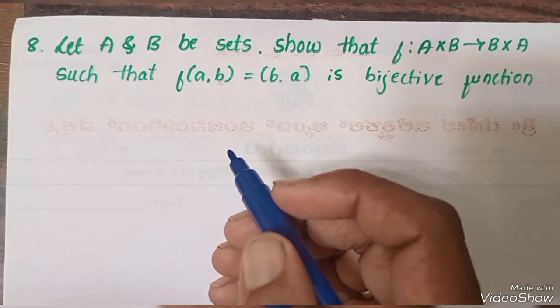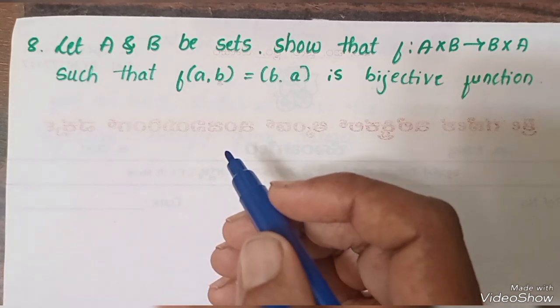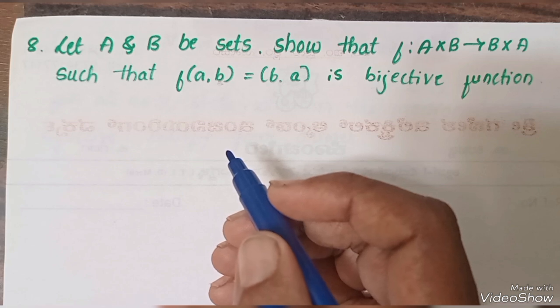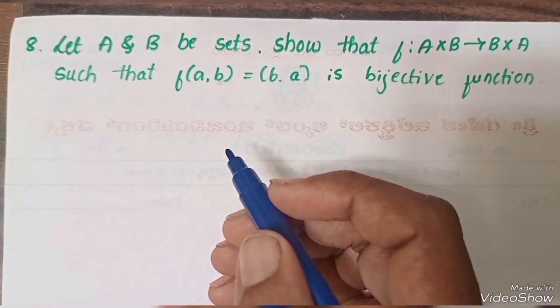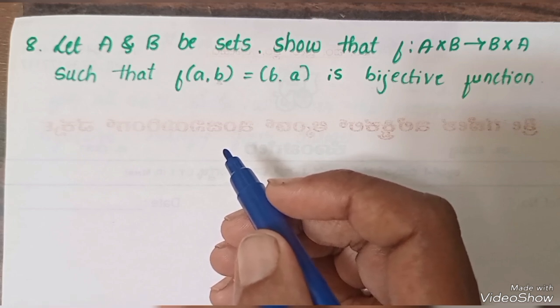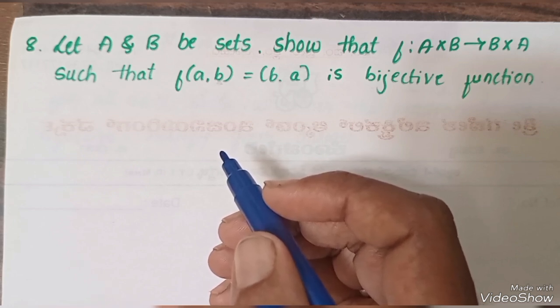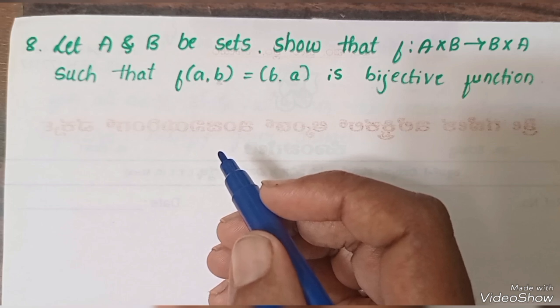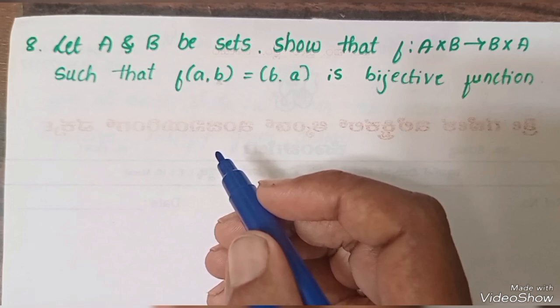In this session, we have discussed the exercise problems on relations and functions, exercise 1.2. Here, we already discussed the first 7 questions on this exercise. Now, continuing this exercise, the next question was 8.